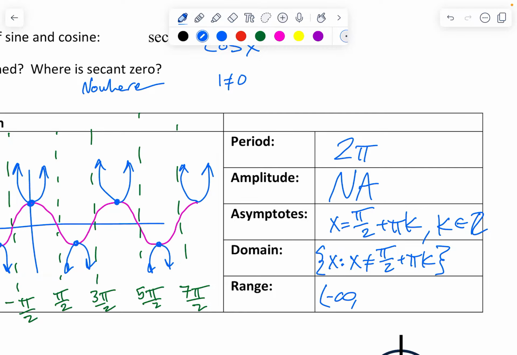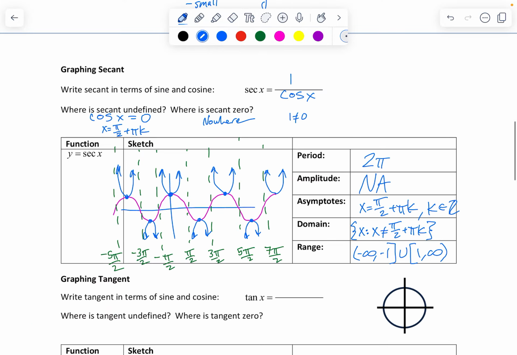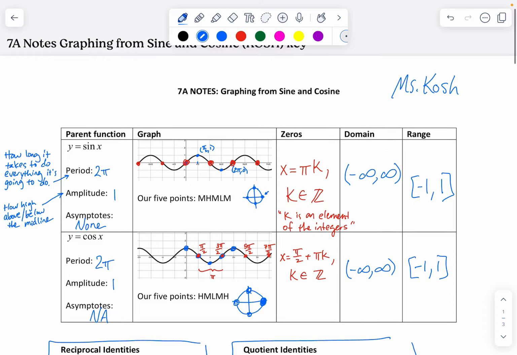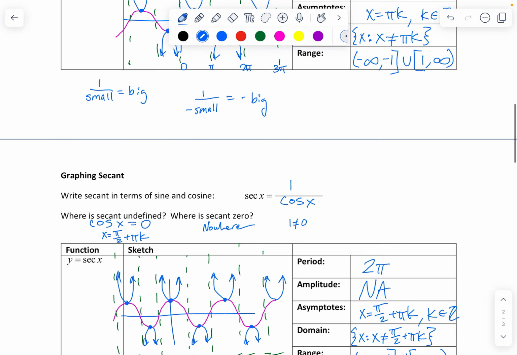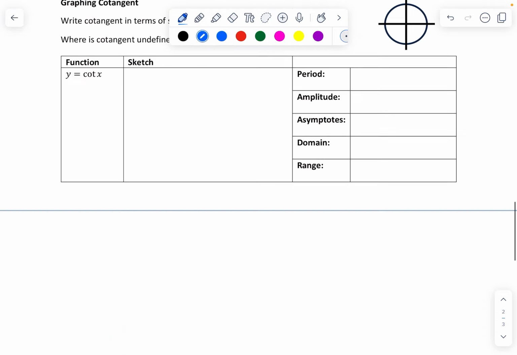What's my range? Well, it behaves just like cosecant. So it's negative infinity to negative 1. We have to mind the gap and then go from 1 to infinity. Okay, so we've got 2 that look like waves. We've got 2 that look like Lego hands, and we have 2 more.